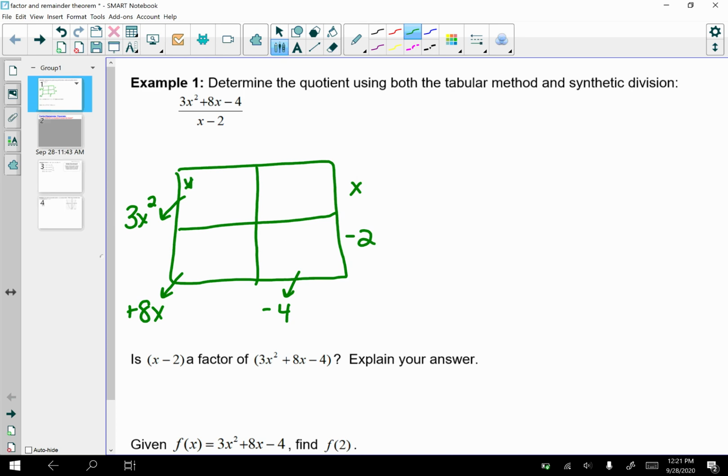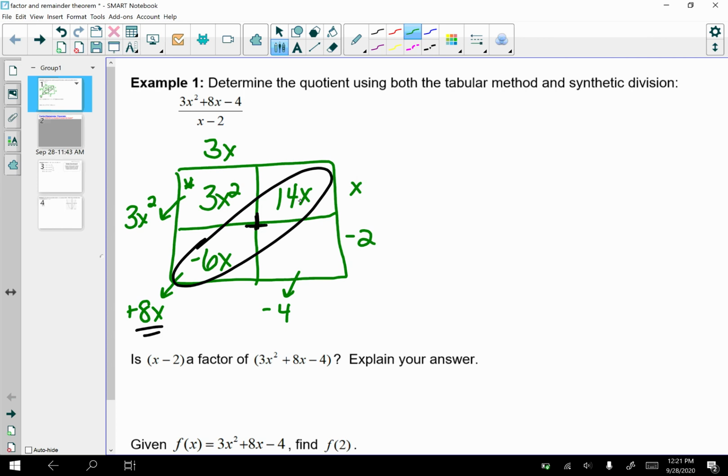Remember, you always start in the top left. This is 3x squared. So what times x gave me 3x squared? Should be 3x. Once you get a top piece, you multiply. 3x times negative 2 is a negative 6x. Now remember that this diagonal has to add to be 8x. So that means in the top right box, I should have a 14x.